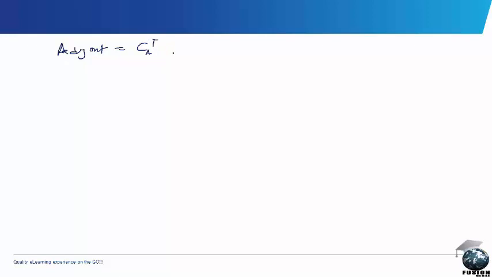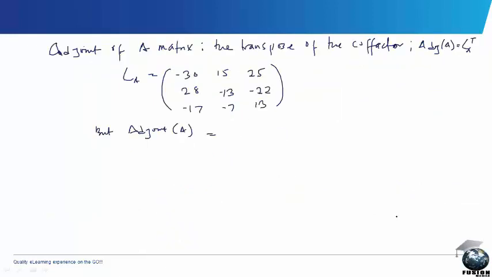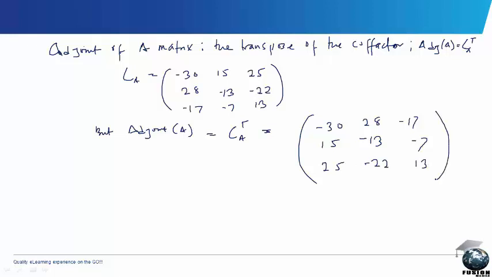cofactor of A transpose. Okay, so we have that cofactors of A are equal to minus 30, 15, 25. Taking the transpose of the cofactors, if we want to transpose C, the first column switches to the first row, and then the second column switches to the second row, and then the third column becomes the third row. Okay, so this is the adjoint of A.